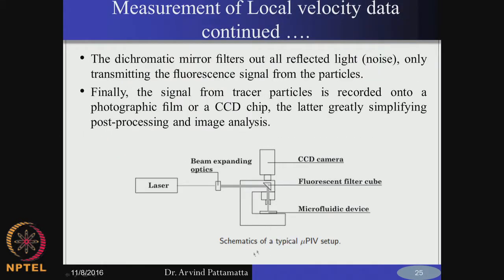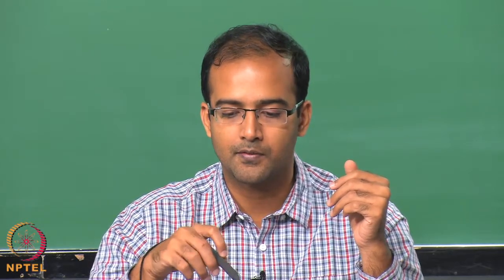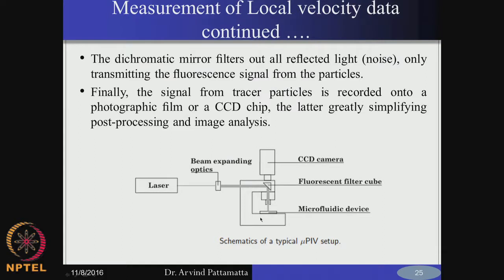So, this is how a typical micro PIV arrangement can be used. You have a laser, which is actually a point source, going through optics. This expanding optics will convert the point source into a sheet of light. This is a beam expander. The sheet is sent through a filter cube, which just changes the angle of the beam by 90 degrees. And you have a microfluidic device sitting at the bottom, and you pass the sheet directly through this device.